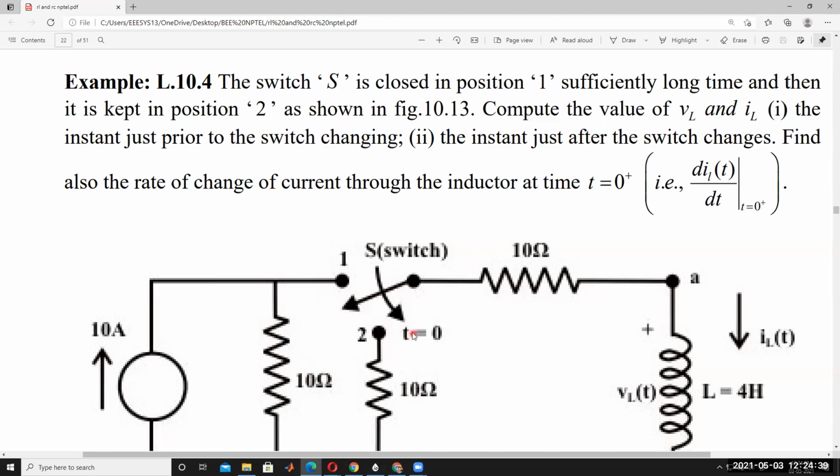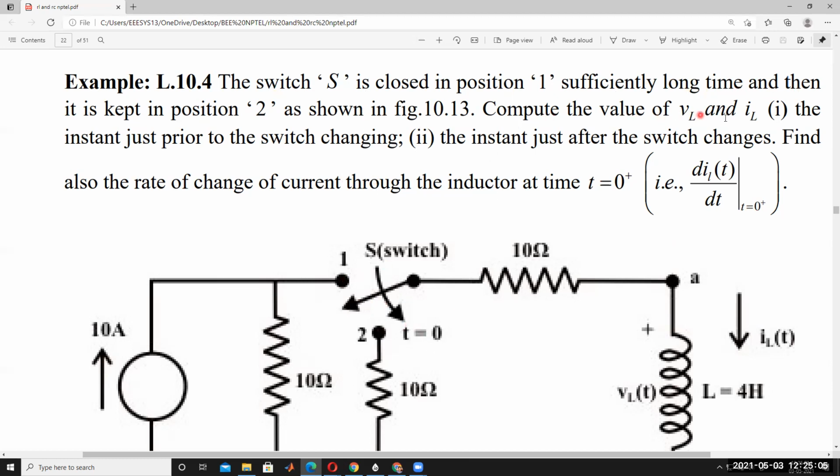The switch position going in the downward direction means at t equal to 0 it is moving down. That means before t equal to 0, that is t equal to 0 minus, the switch is in position 1. This is the meaning of the switch. The switch S is closed in position 1 for a sufficiently long time and then is kept in position 2, as shown in the figure.